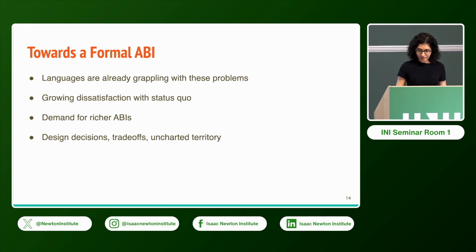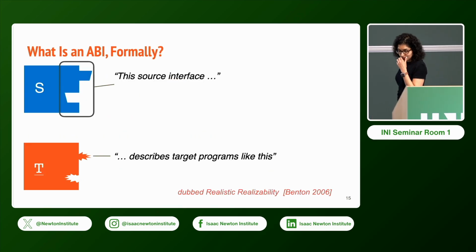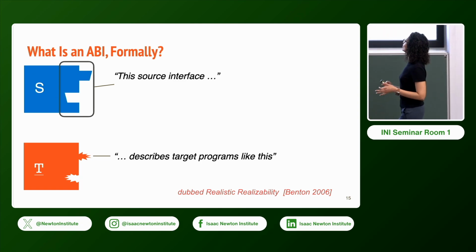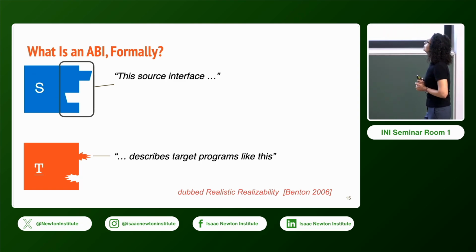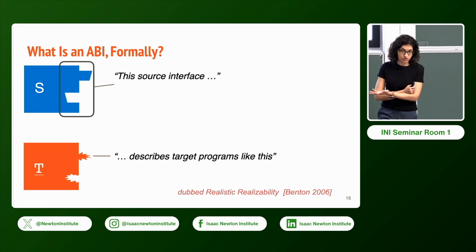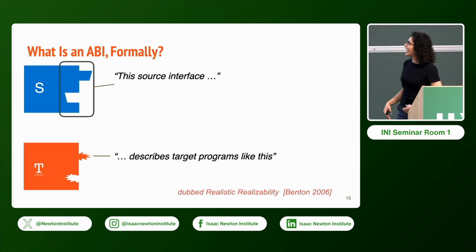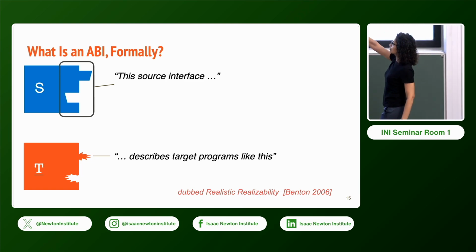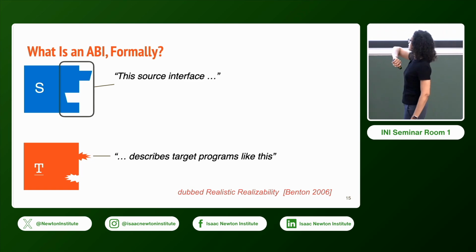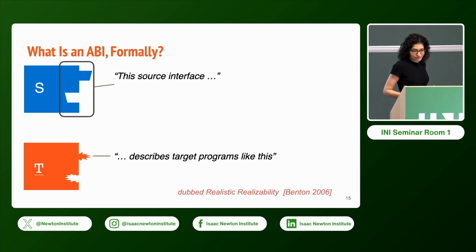Let's talk about how we might provide a formal foundation. So now we're getting into the details of what this technique is that I'm proposing. So what is an ABI formally? Basically, for a given source language, you're trying to say this source interface, or perhaps the types of the source language, mean a certain thing or guarantee a certain thing after the code from that source language has been compiled to a target. So this source interface describes target programs like this, the shape that they should have.